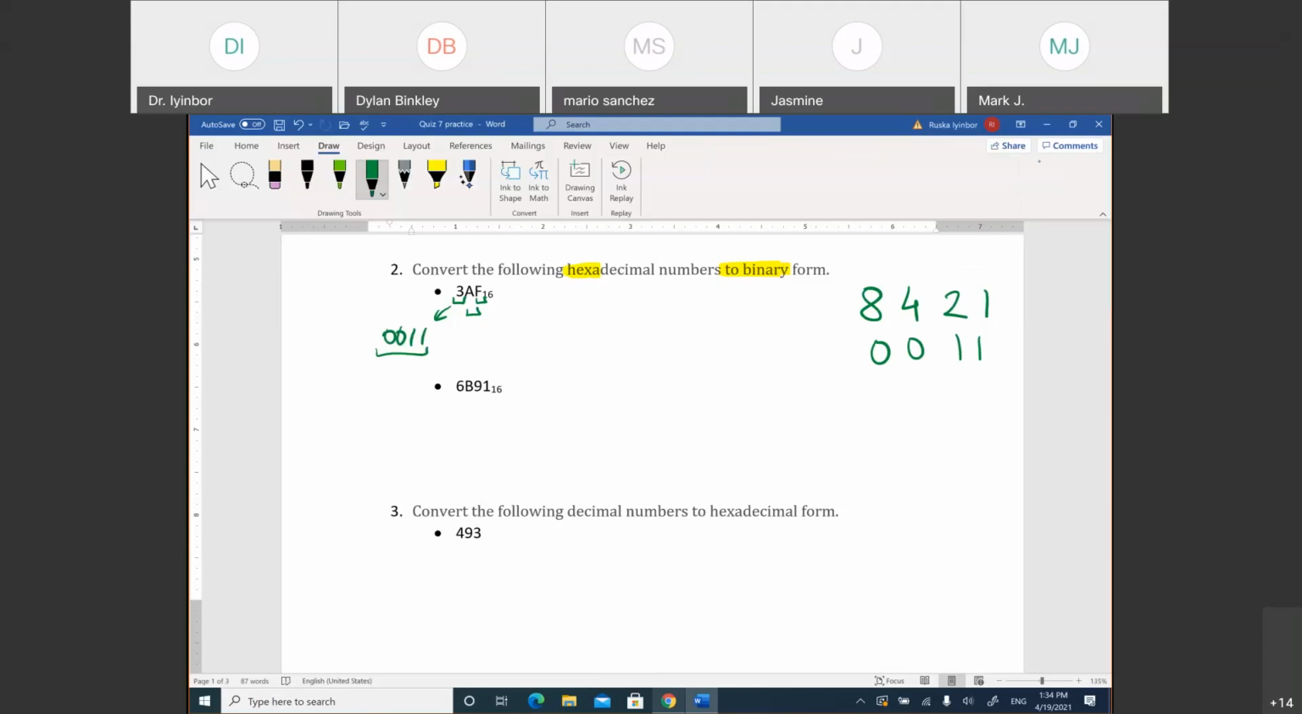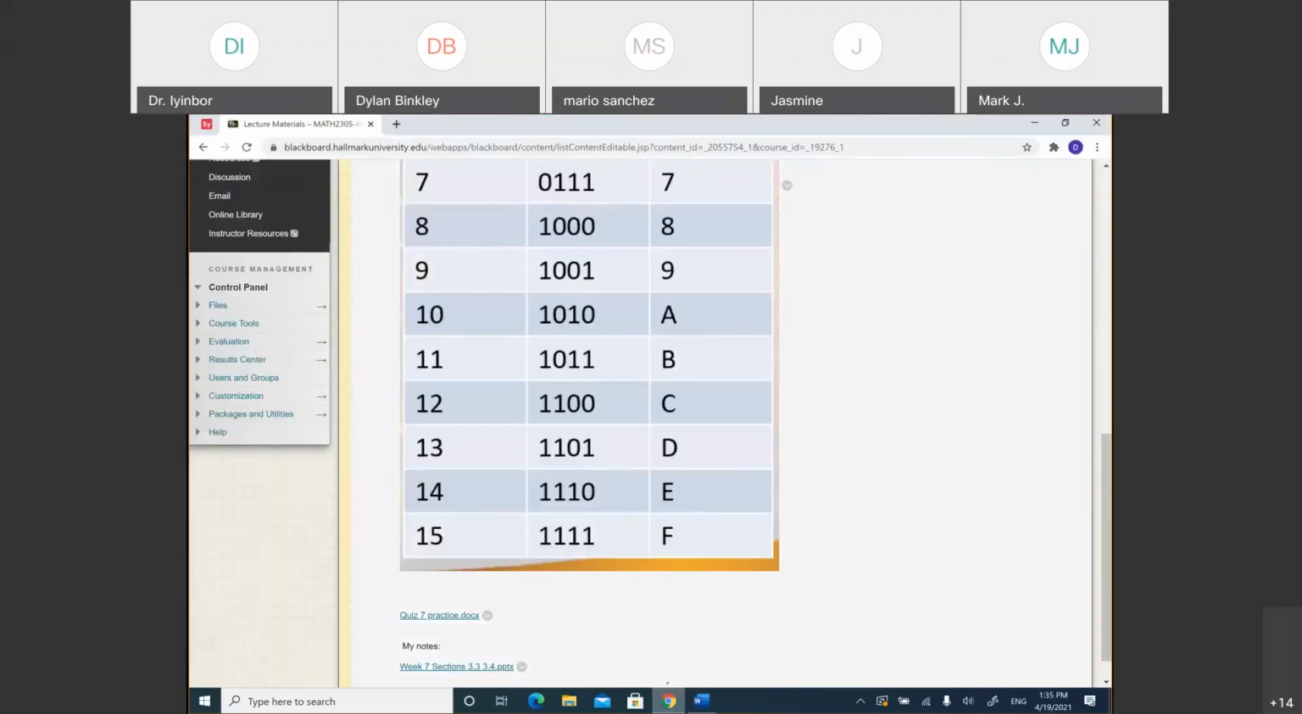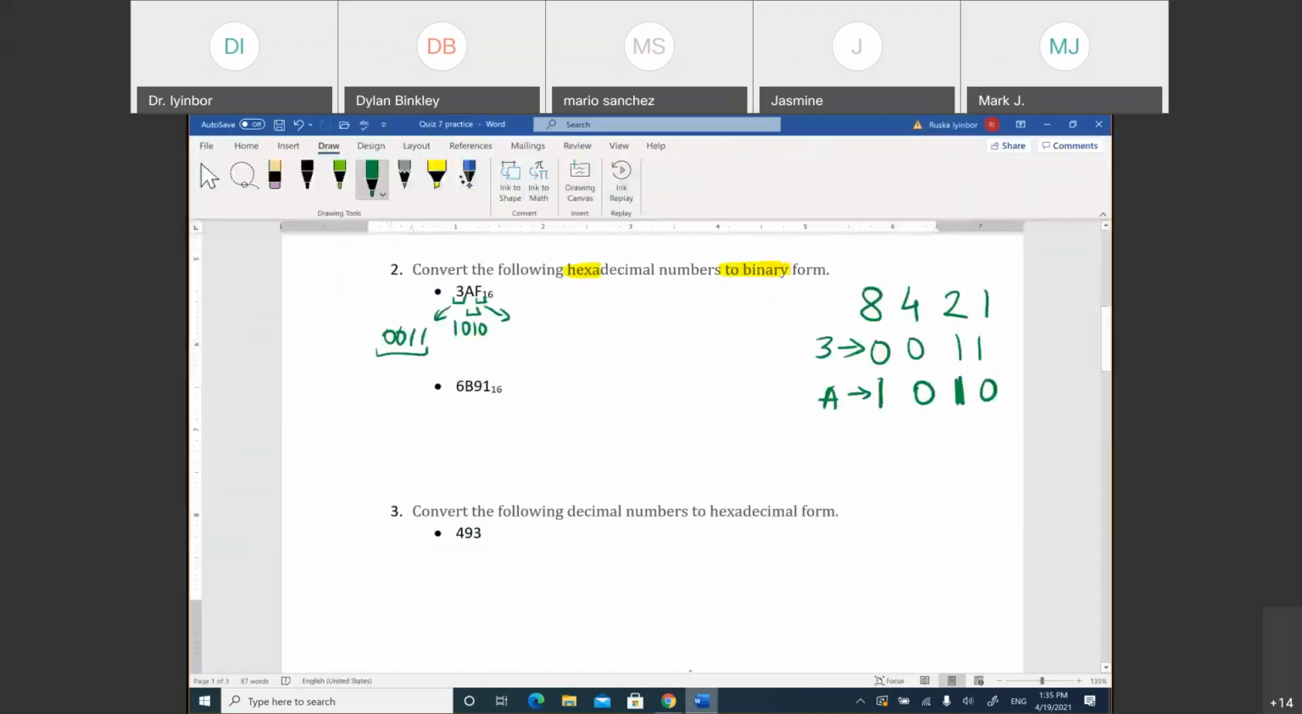Then the letter A. A is 10. So 10 is going to be 8 plus 2 is 10, and you put zeros here. So this is the letter A, and this is the number 3. So A is 1, 0, 1, 0. And F, what is F? F is 1, 1, 1, 1. F is 15. So you have 8 plus 2 is 10, and 5 gives you 15. So that's the letter F.